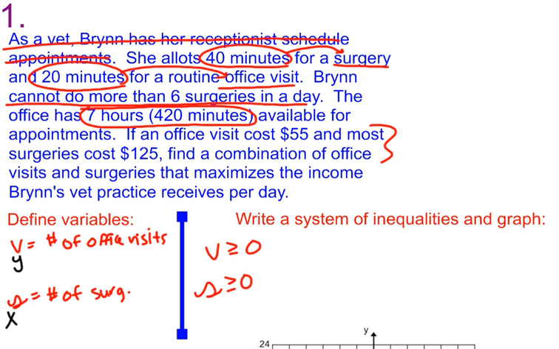There are times money matters. This just is a problem where it doesn't affect it. So now when I look at my constraints, one of the things it says is Bryn can't do more than 6 surgeries in a day.